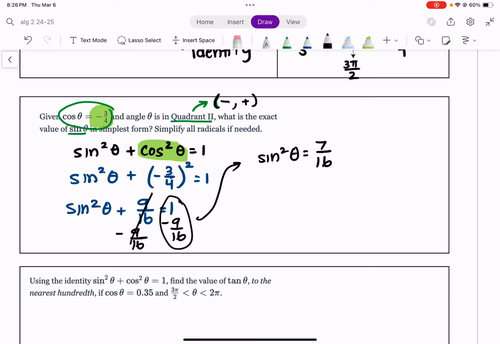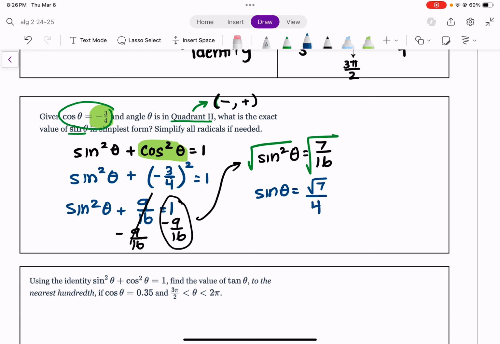And again, I'm looking for sine. I'm not looking for sine squared. So to get rid of the squared, I would just square root, right? And so that's going to give me sine of theta, right? Because all it does is get rid of the square. And then the top, well, I can't simplify square root of 7, but square root of 16 is 4.